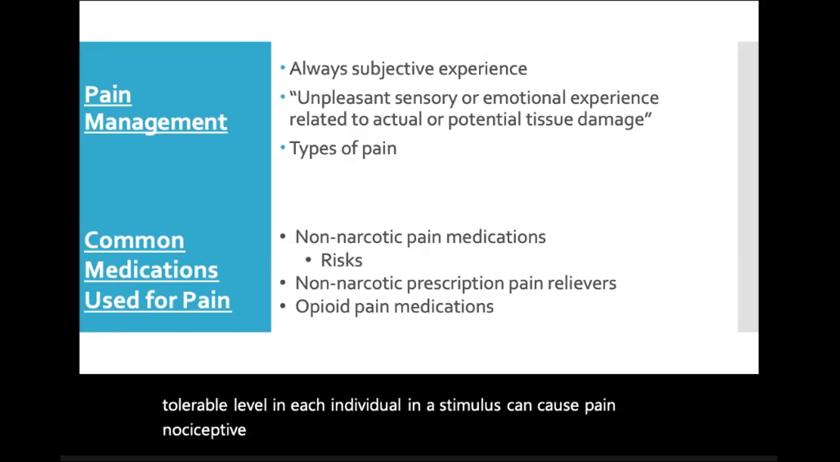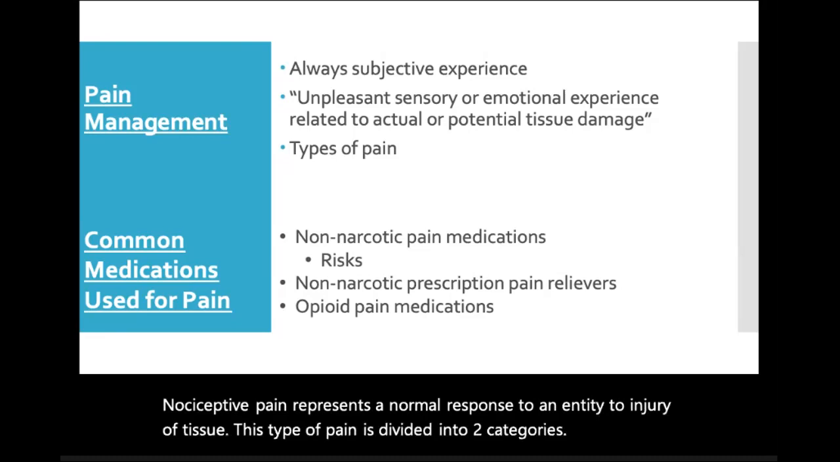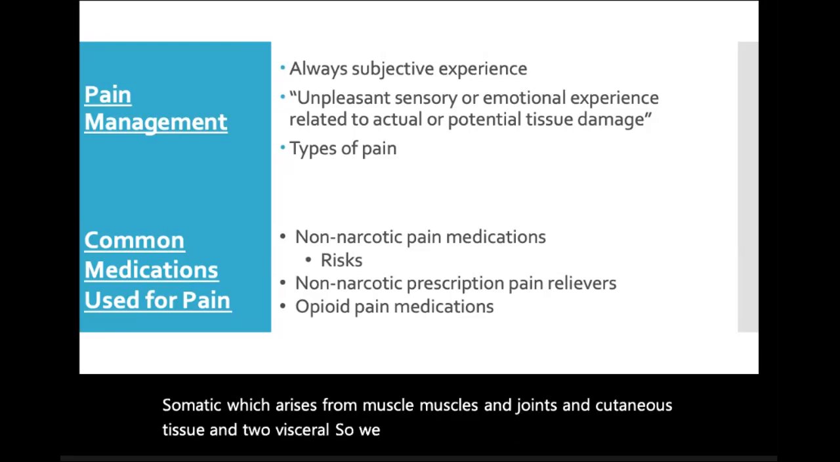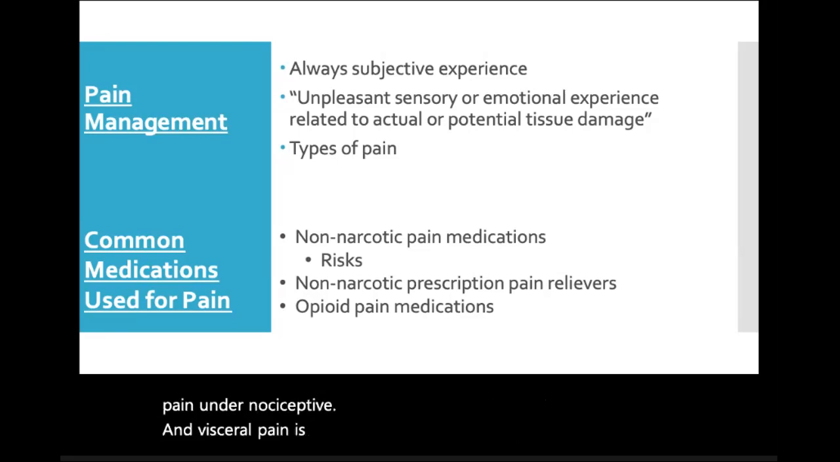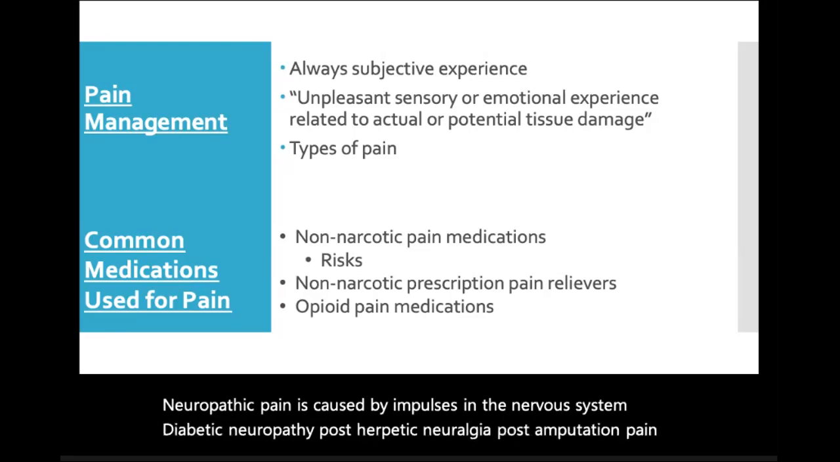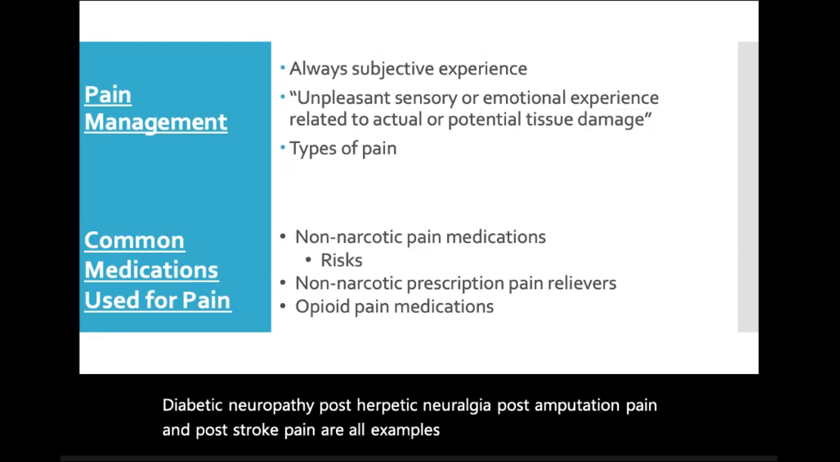Nociceptive pain represents a normal response to injury of tissue. This type of pain is divided into two categories. One, somatic, which arises from muscles and joints and cutaneous tissue, and two, visceral. So we have somatic and visceral pain under nociceptive, and visceral pain is pain arising from organs and smooth muscle. Neuropathic pain is caused by impulses in the nervous system. Diabetic neuropathy, post-herpetic neuralgia, post-amputation pain, and post-stroke pain are all examples of neuropathic pain, okay?